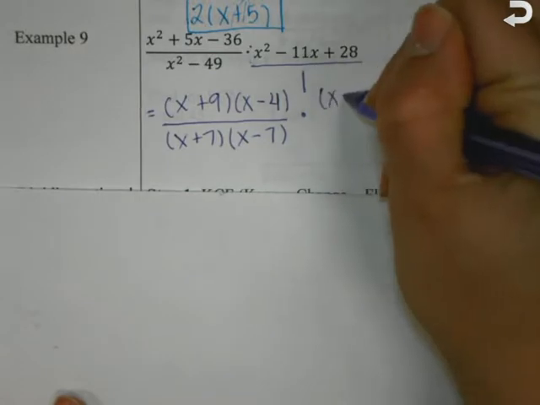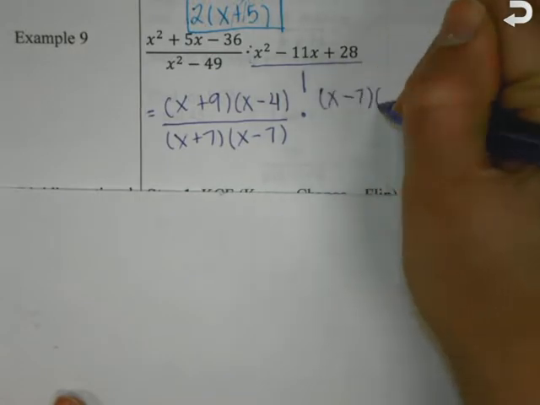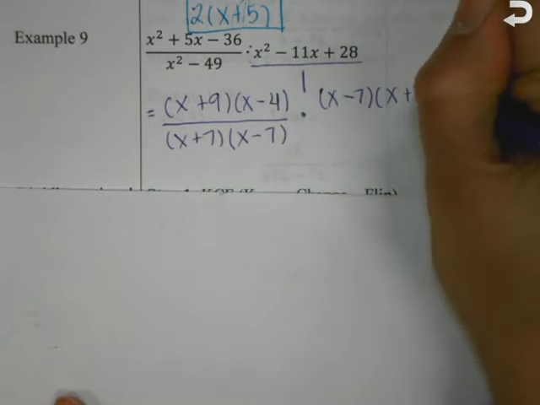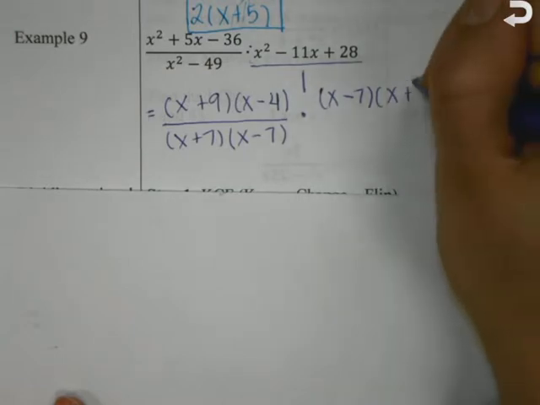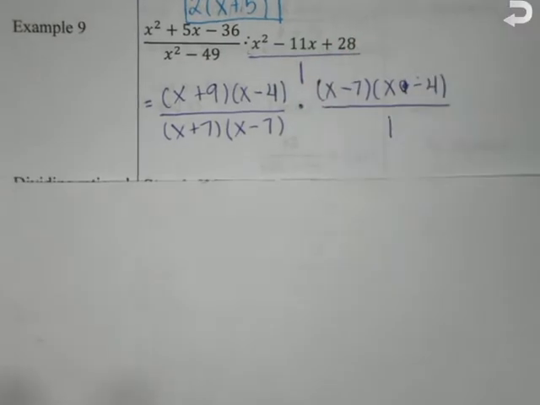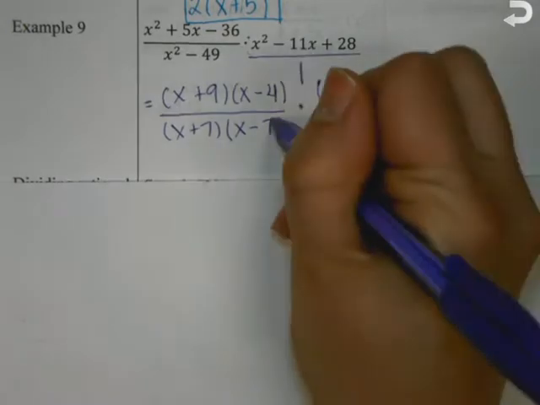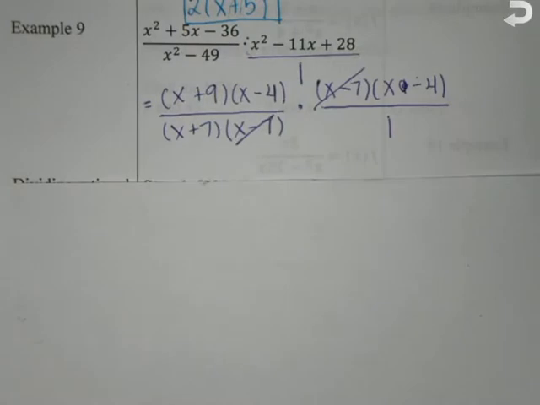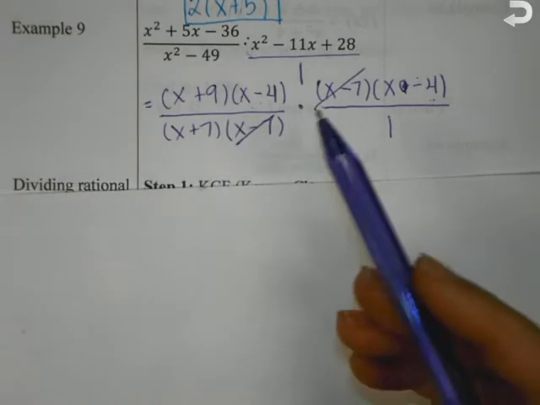All over 1. Okay, what cancels here? x minus 7. Anything else? Does x minus 4 and x minus 4 cancel? No. They are both in the numerator, so they can't cancel. So we are done. So our answer would come out to x plus 9. Since we have x minus 4 times x minus 4, I'm going to write it as x minus 4 squared all over x plus 7.